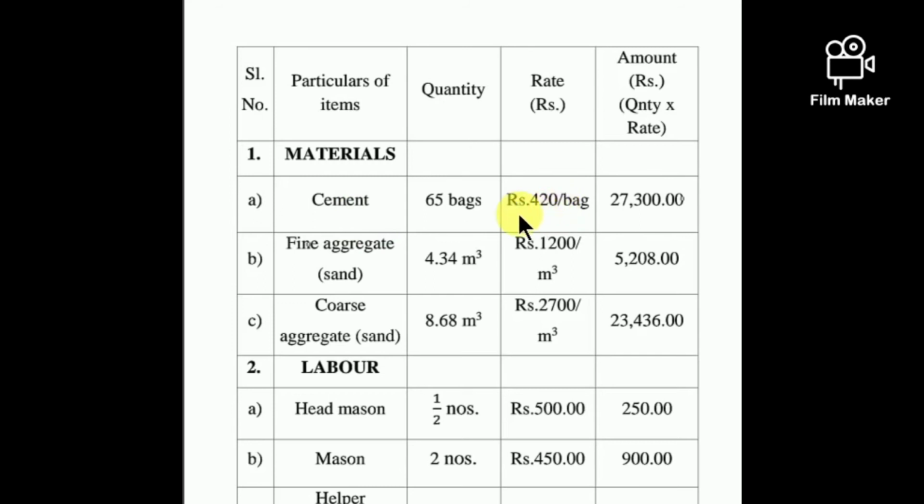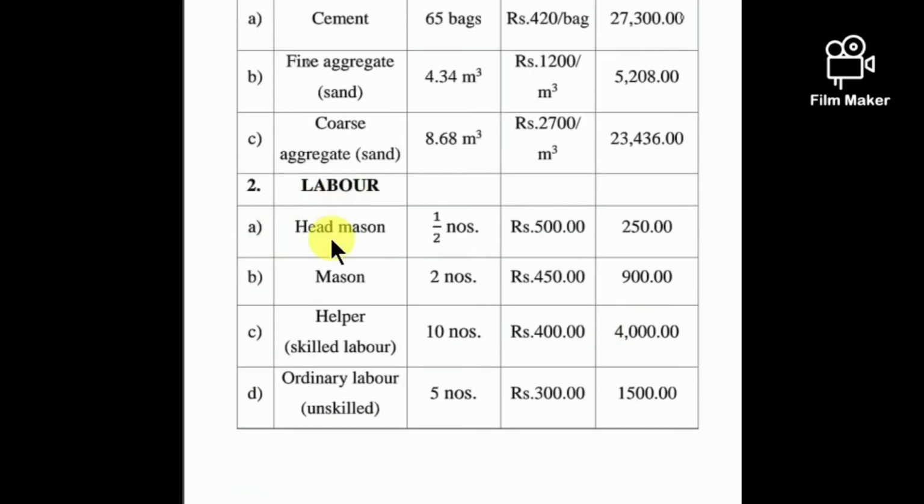So for 1 bag we'll take the rate as rupees 420. So for 65 bags it will be 65 into 420. Then fine aggregate we'll take the rate as rupees 1200, so this into this we will get the amount. Then for coarse aggregate we'll take the rate as rupees 2700, so this into this we will get the amount. After that we'll do the calculation for the labor.